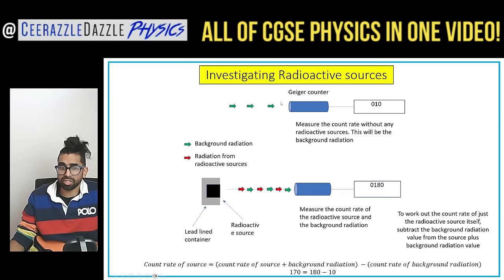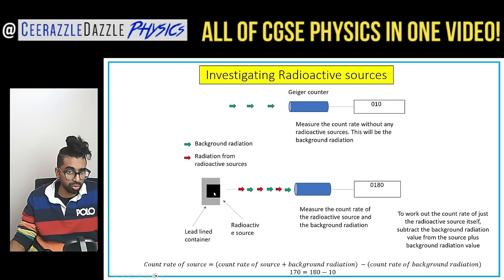Investigating radioactive sources. So let's say you were asked to actually measure the radioactivity of a source. First of all, you should measure the background radiation in the room. So you have the Geiger counter, you measure the background radiation in the room, which is going to be my green arrow. Okay, so let's say right now I measured it for 1 minute, I've got 10. Yes, 10 clicks in 1 minute.